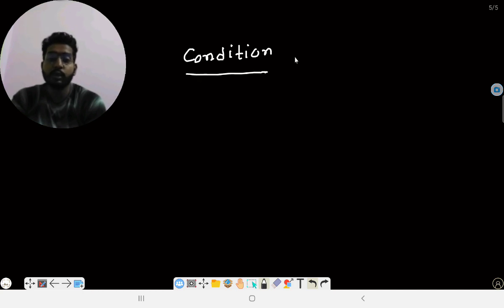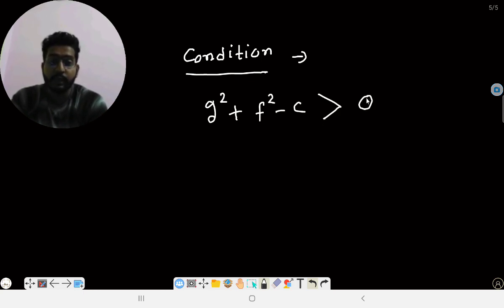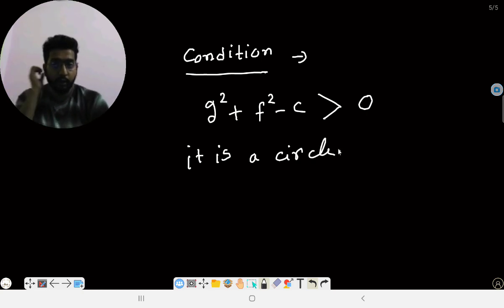Now there is a condition for an equation to be a circle. Suppose an equation is given. How can you know whether this is a circle or not? We'll know by this one, g square plus f square minus c. If this quantity is greater than 0, that means it is a circle. So for any given equation, you have to find only g square plus f square minus c. If it is greater than 0, it is a circle.